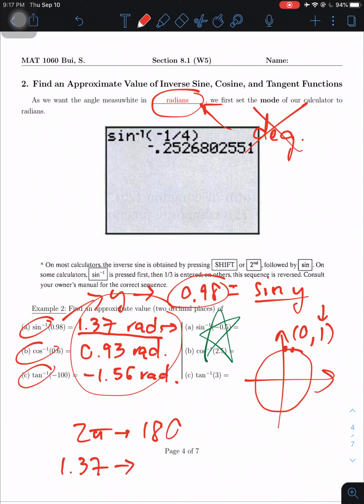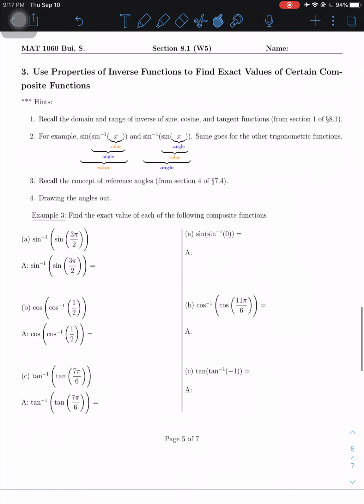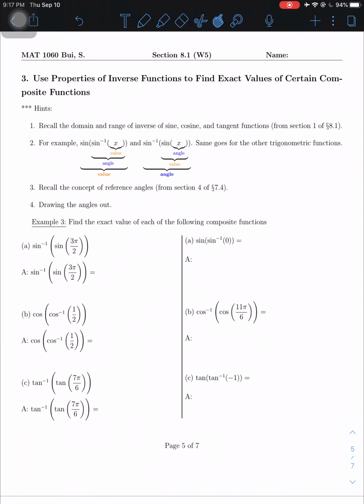Okay, so it's going to give you something that's close to 90, okay? And that's the start for your part. And then let's move on to the third objective: use properties of inverse functions to find exact values of certain composite functions.